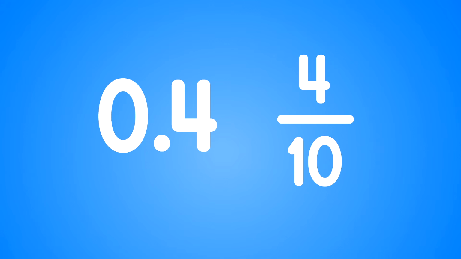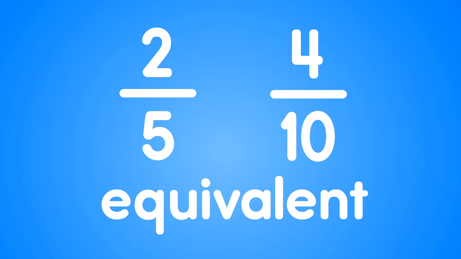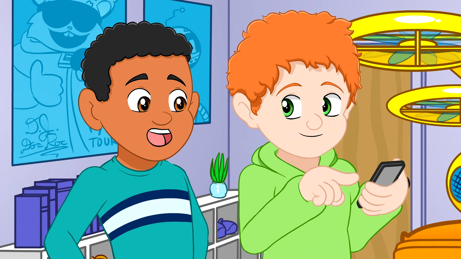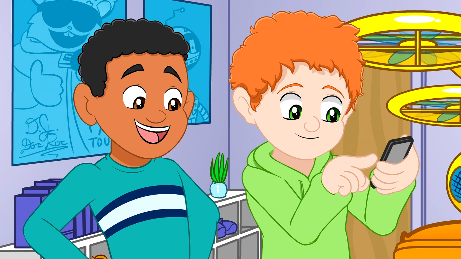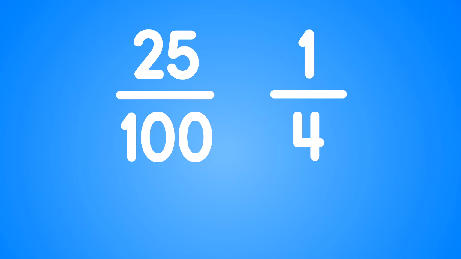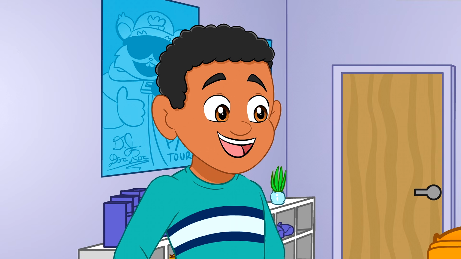0.4. That's 4/10. So does that mean that 2/5 and 4/10 are equivalent fractions? Newman, my man, you catch on fast. Cool! Try 1/4. That's one of my favorites. 0.25. That means that 25 hundredths and 1/4 are equivalent fractions too, right? Yep. Hey, this is pretty neat.